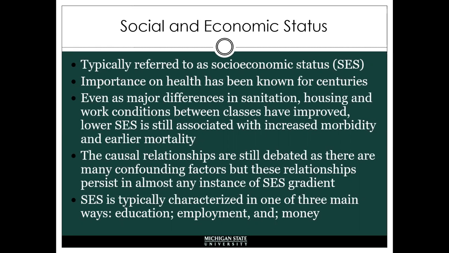The causal relationships are still debated, as there are many compounding factors here as well. It's difficult to conduct good, solid research studies to be clear about these relationships, but it is clear there is a relationship. Whenever there's a social economic status gradient, you will find a health impact. So if you have a lower level employee and their boss or employer, there will be a difference in their health status. When socioeconomic status is looked at, it's usually categorized in one of three main categories: education level, employment or lack of employment, and money or income.